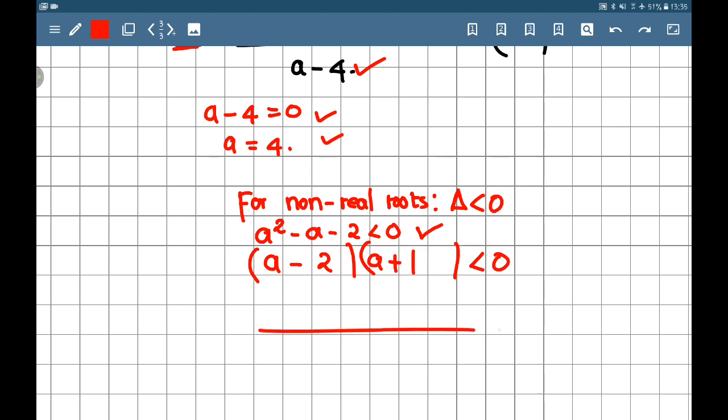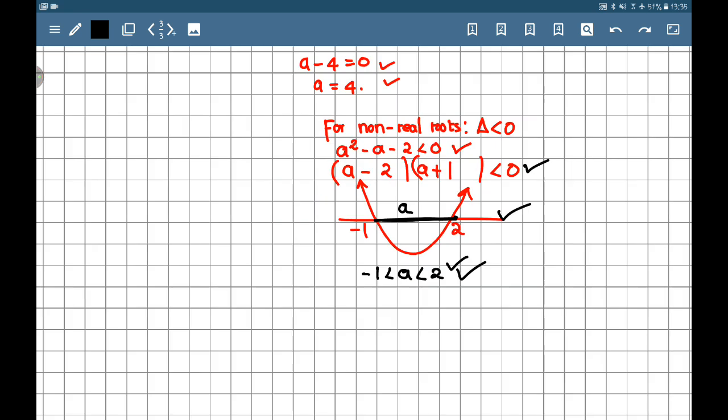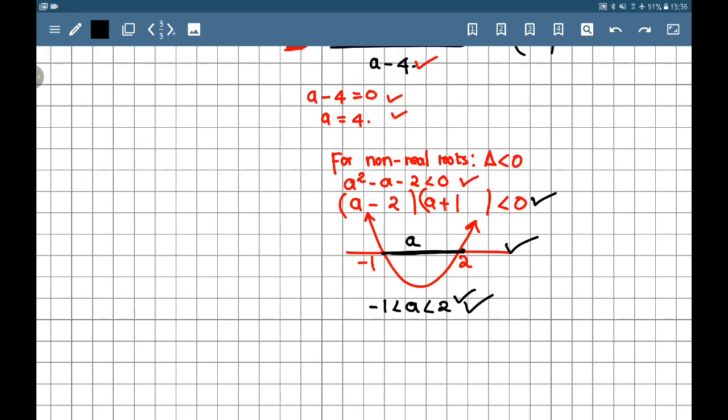Remember our critical values. It's going to be minus 1 and 2. So our solution is in between the critical values. So the value of A is somewhere there, which means minus 1 is less than A and A is less than 2. So you get another mark for that, and you get 2 marks for that. That's where the 7 marks was coming from.